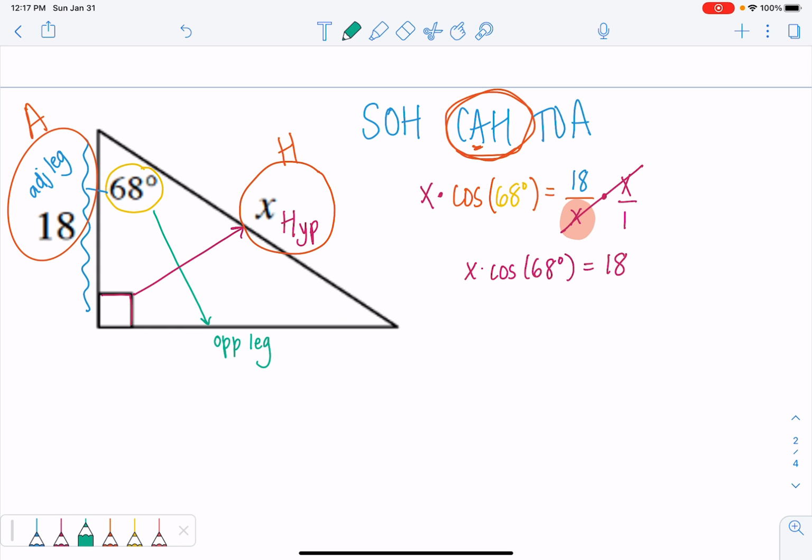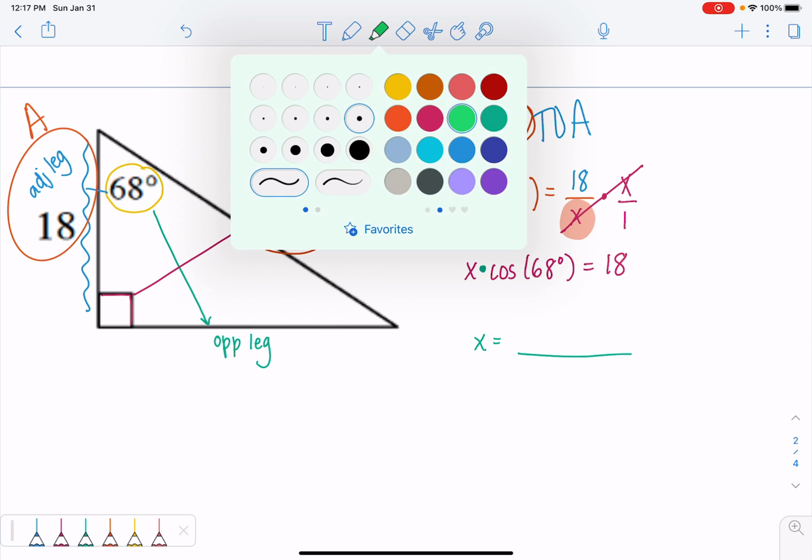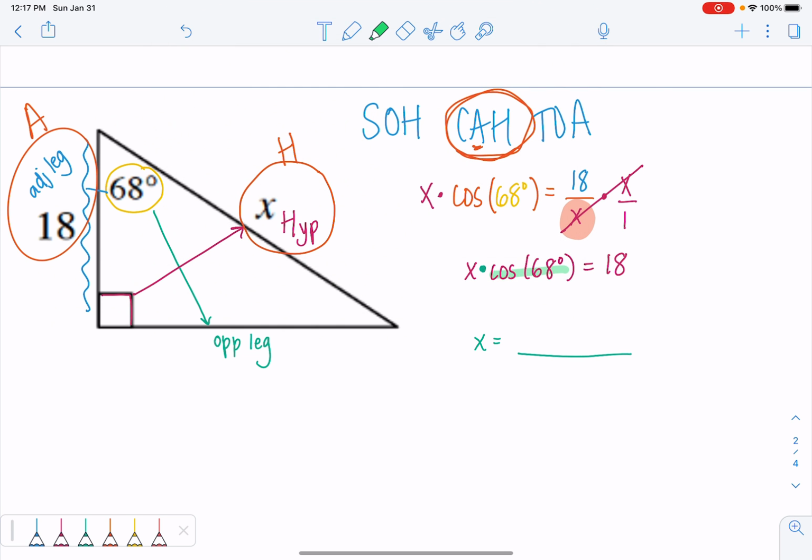We want to have x equals something, so we need to undo times cosine of 68. So we will divide by cosine of 68 on both sides. So we have x equals 18 divided by cosine of 68.